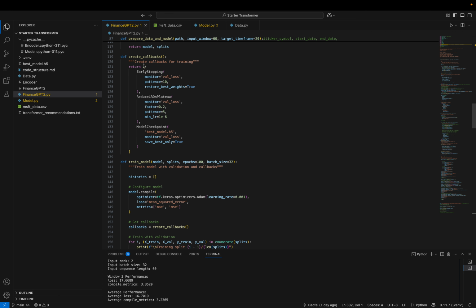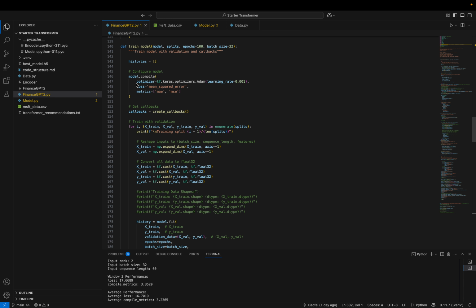These are callbacks, which are basically functions that run while the model is running. So this is early stopping. It helps prevent overfitting. This reduces the learning rate as time goes on, or if the loss is plateauing, and this is to save the model parameters at certain points.